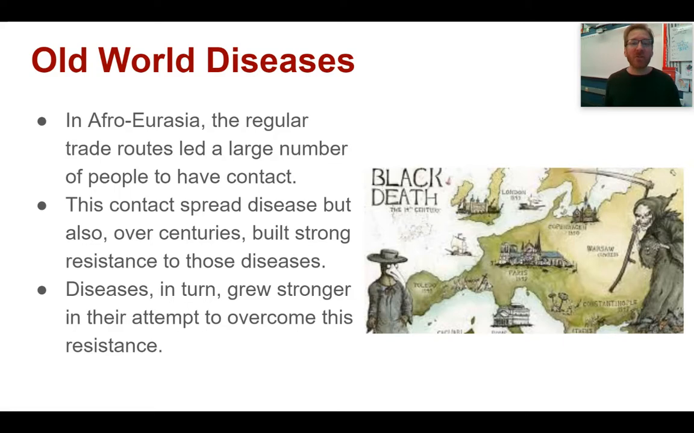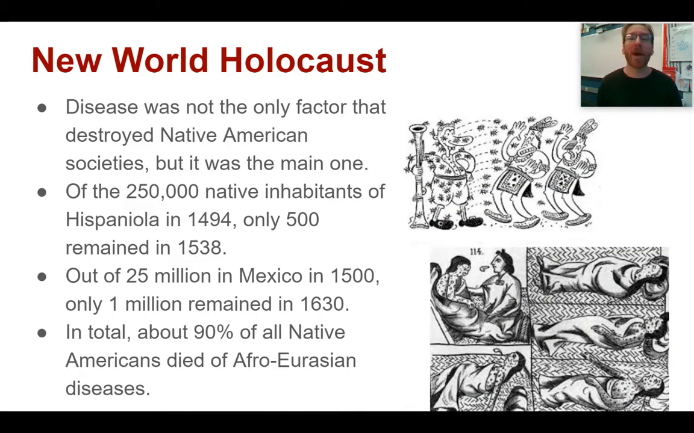So we have these super potent diseases traveling with mostly resistant Europeans over to the New World, where it is just devastating. Now, disease is not the only factor that destroys Native American societies, not by a long shot, but it was a main one because of the impact that disease will have. I'm going to throw out some numbers here, and understand that not 100% of these numbers are tied just to disease, but it is a big factor.